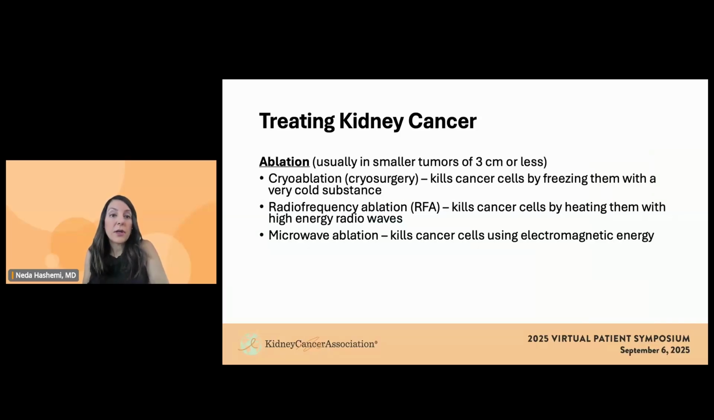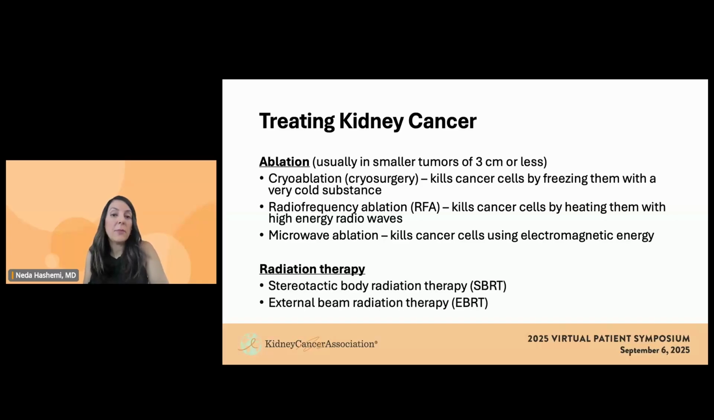Also, there are other types of local treatment of kidney cancer. Again, what we call ablation is usually done in smaller tumors of 3 centimeters or less. There are different ways of ablation: cryoablation or cryosurgery, which is killing cancer by freezing them; radio frequency ablation or RFA, which is killing cancer by heating them; and microwave ablation, which is killing cancer cells using electromagnetic energy.